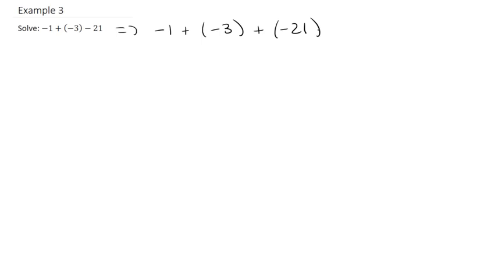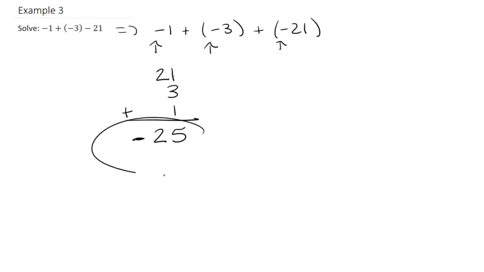And so how we can do this is just go by and adding them up. So we have 21, 3, and 1, and we add them together. So 1 plus 3 is 4, plus 1 is 5. Bring down the 2, and we have a negative for each one. So it's -25, and this would be our solution.